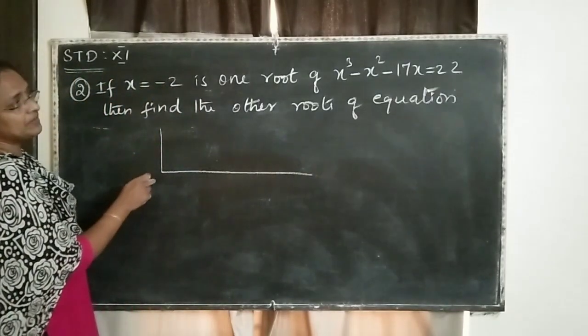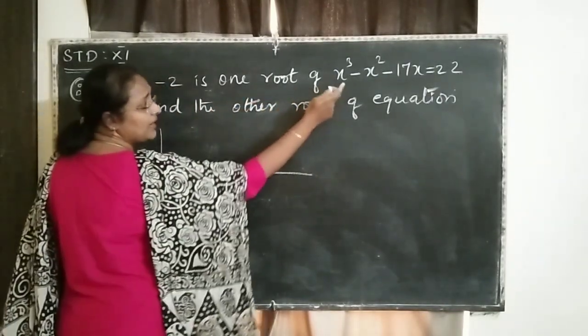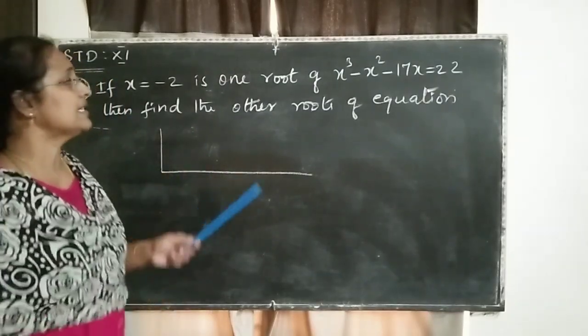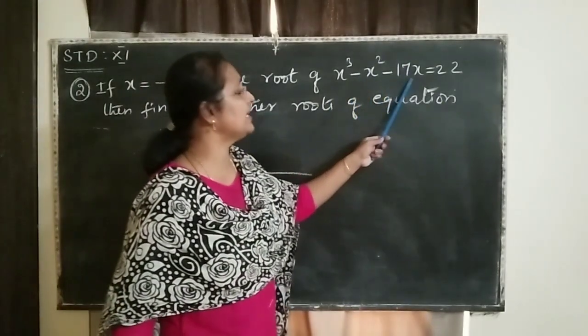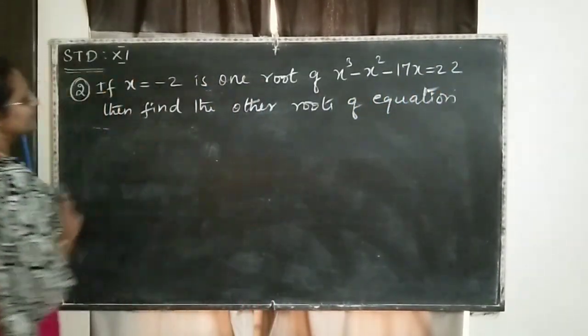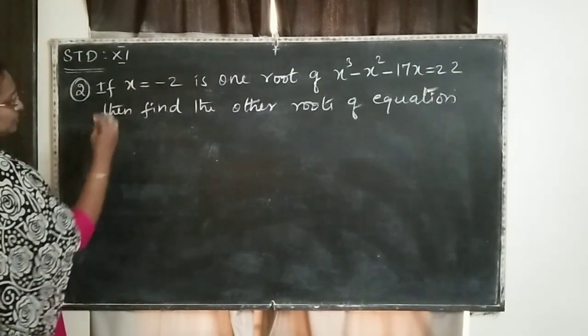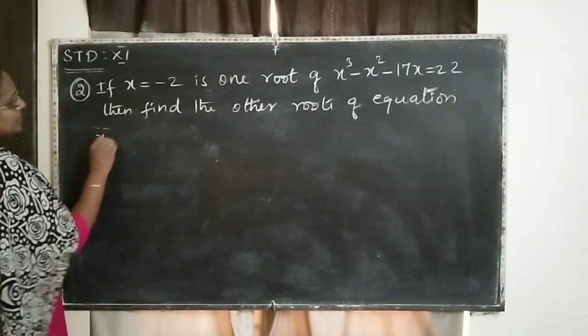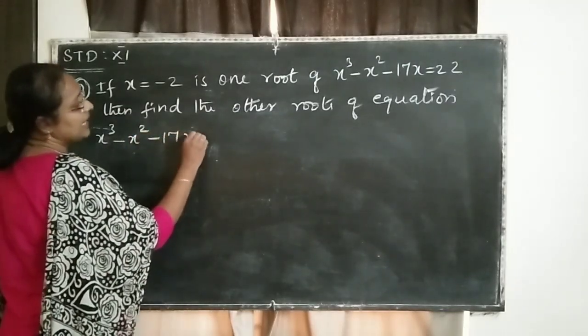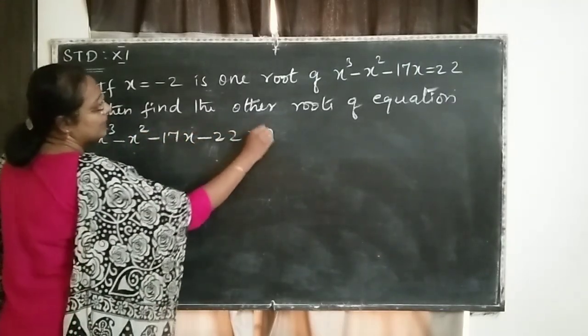Yes, it's an L-shaped division. So write down the coefficients alone. Before getting into the coefficients, now look into this. x cube minus x square minus 17x equals 22 is there, isn't it? So what shall we do? We can bring that 22 to this side. So the given expression will become x cube minus x square minus 17x minus 22 equals 0.